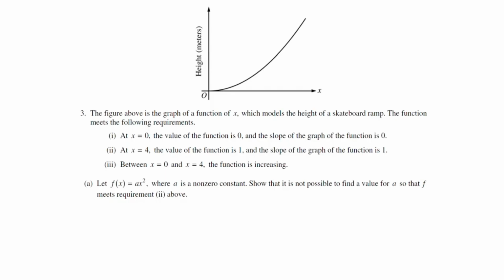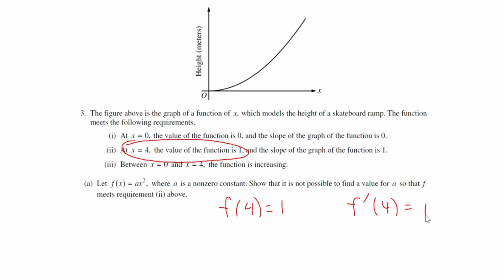And we're saying f of x equals ax squared, where a is a non-zero constant. And it asks us to then show that it is not possible to find a value for a so that f meets requirement 2 that we had up there above. So what this is saying is that the value of the function at 4 is 1. So that means that f of 4 is equal to 1. And it also says that the slope of the graph of the function is 1. So that would mean that f prime of 4 would also need to equal 1.